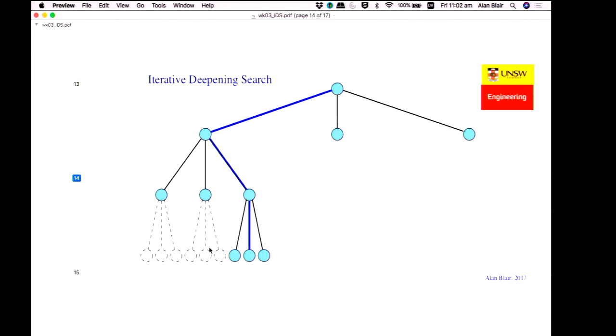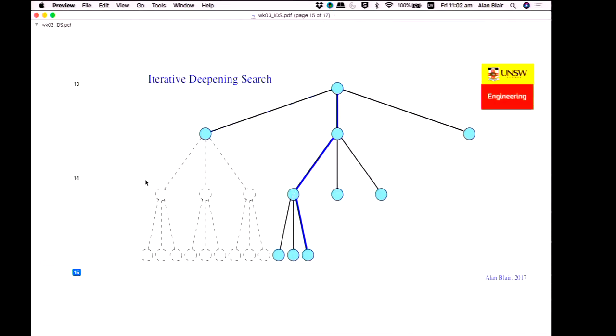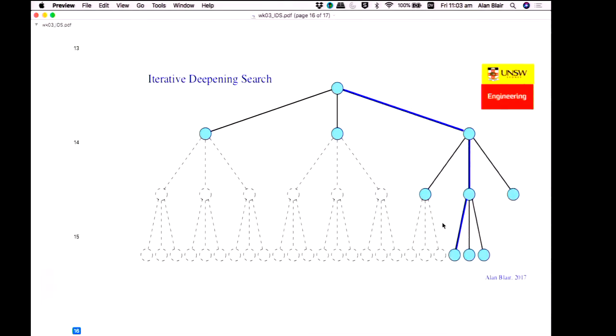I've explored these nodes, but I don't have to keep them in memory. I can erase them from my memory. And when I get to here, I can erase these nodes from my memory. Someone pointed out I should have used different colors here to show what I have explored and what I haven't explored. So this I have explored, this I haven't, and so on. But you get the idea. The idea is you can get away with storing very little in memory. Here I've thrown away all of this from my memory.